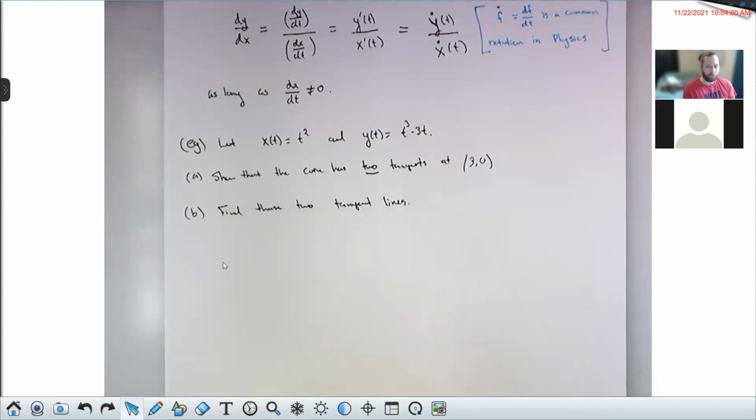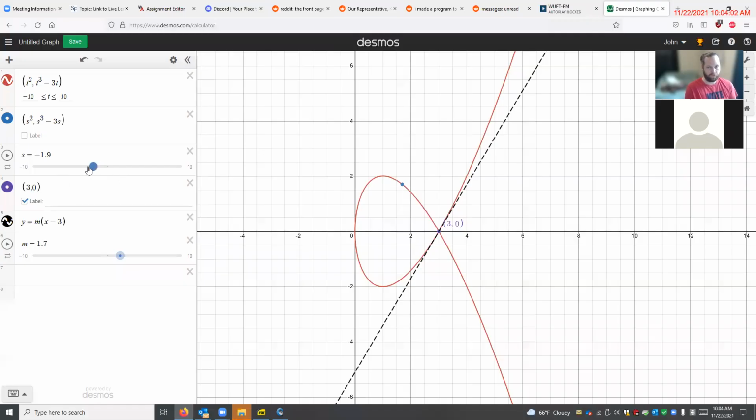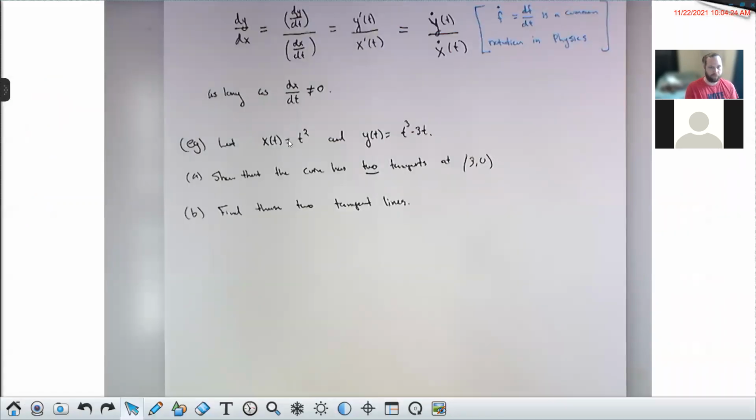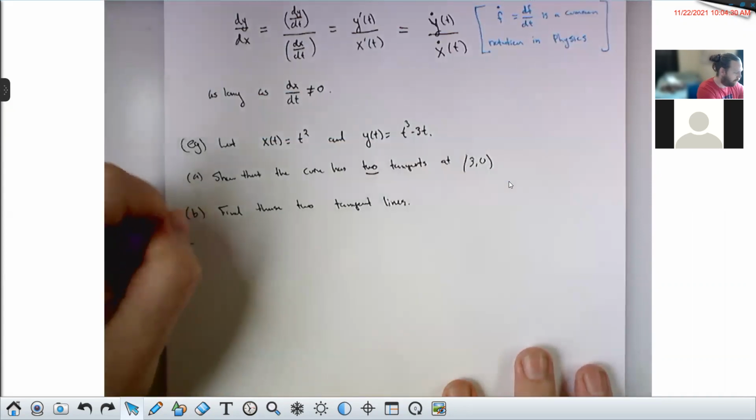Well, remember the logic that we're using here: this particle comes through here twice, right? If I track this particle's motion, it comes through here once around the time t equals negative 1-ish, and then comes through here again around the time t equals positive 1-ish. So I want to verify that this curve passes through this point twice. So for part A.